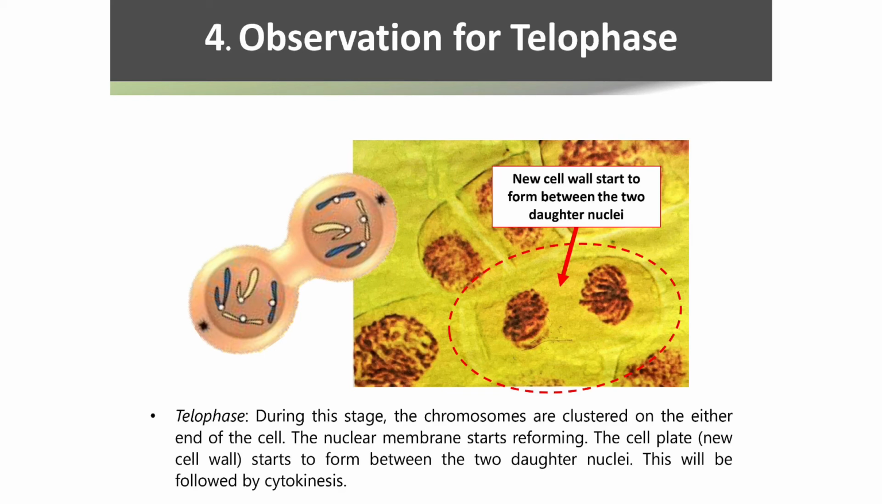Now we enter the last stage of mitosis. It is telophase. During this stage, the chromosomes are clustered on either end of the cell. The nuclear membrane starts reforming. The cell plate, or new cell wall, starts to form between the 2 daughter nuclei. The cell division, or cytokinesis, will begin at the end of mitosis.